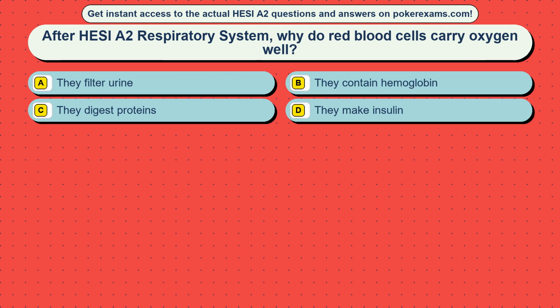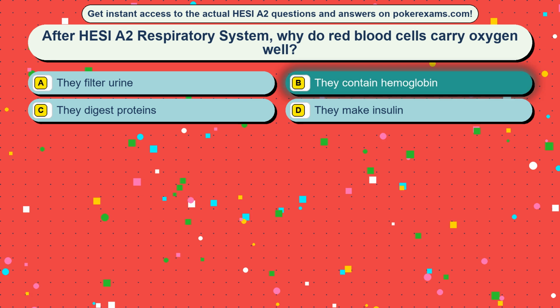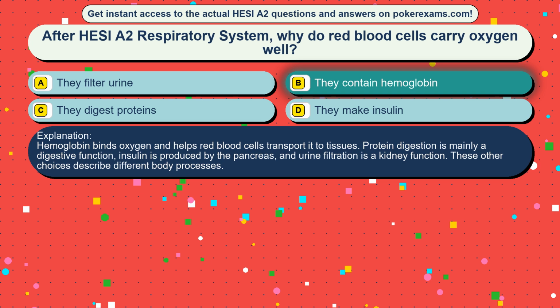Question 16. After HESI A2 Respiratory System, why do red blood cells carry oxygen well? Option A, they filter urine. Option B, they contain hemoglobin. Option C, they digest proteins. Option D, they make insulin. The correct answer is option B, they contain hemoglobin. Hemoglobin binds oxygen and helps red blood cells transport it to tissues. Protein digestion is mainly a digestive function, insulin is produced by the pancreas, and urine filtration is a kidney function. These other choices describe different body processes.